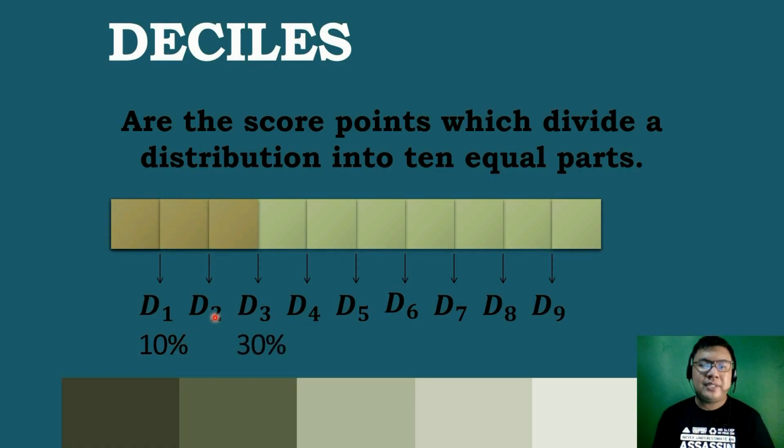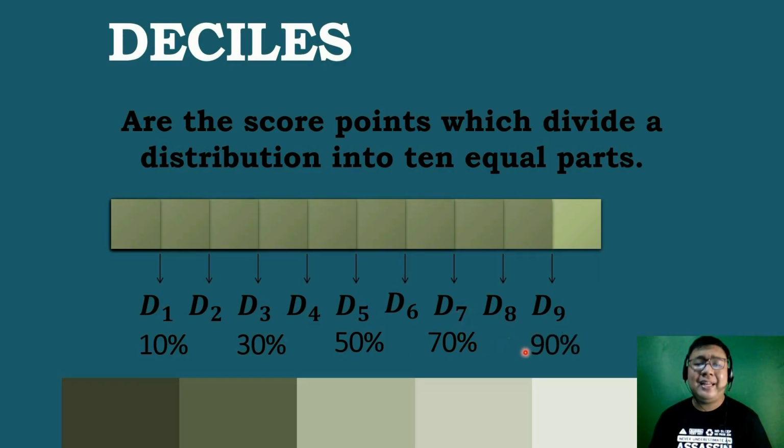Decile 2 is equal to 20%. Decile 3 is equal to 30%. Decile 4 is equal to 40%. And decile 5 is equal to 50%. Then decile 6 is equal to 60%, decile 7 is 70%, decile 8 is equal to 80%, and decile 9 is equal to 90%. And then for the last one, obviously, decile 10 is equal to 100%. So it divides the distribution into 10 equal parts.